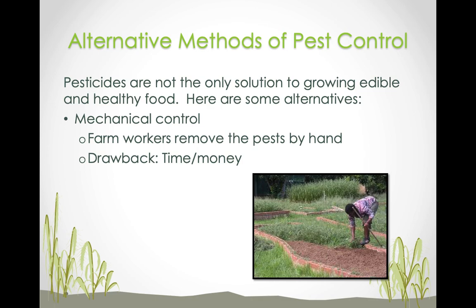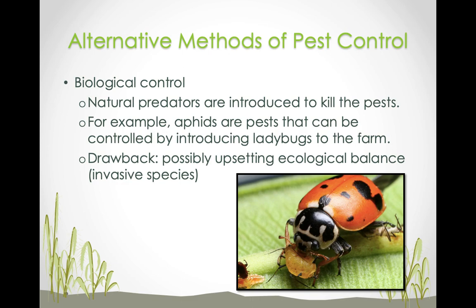Okay, so there are some alternative methods of pest control. None of them is as cheap or as efficient as pesticides yet, but we're hoping that will change. If you're talking about a small scale farm, mechanical control, meaning a farm worker is actually physically removing the pest by hand, that's effective. It doesn't require chemicals, but it takes a lot of time, and then obviously time is money, so it's going to cost you both those things.